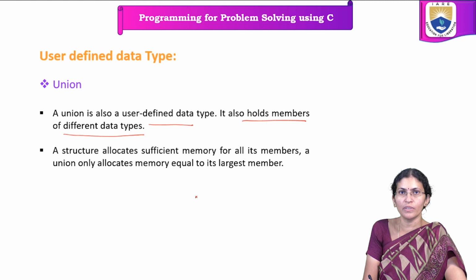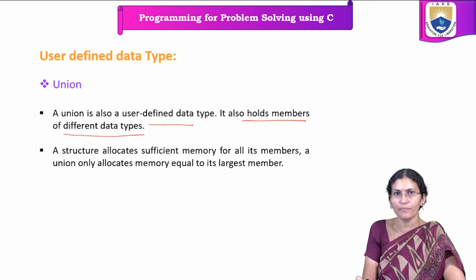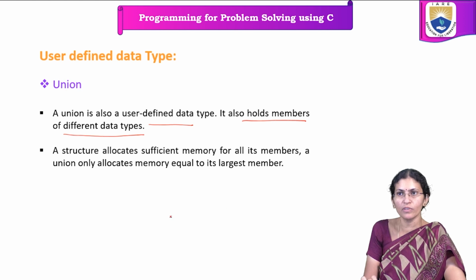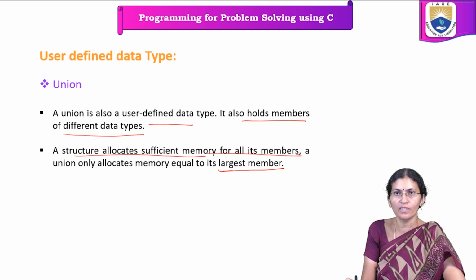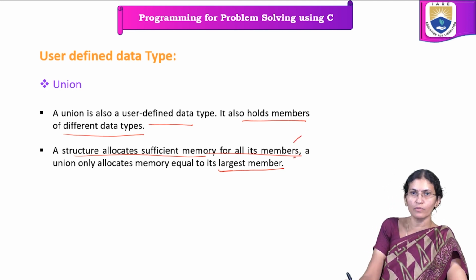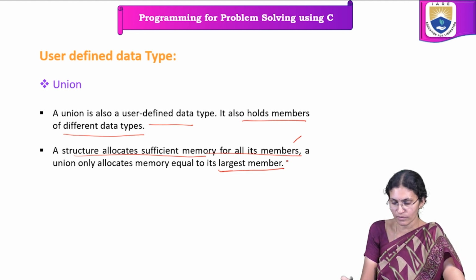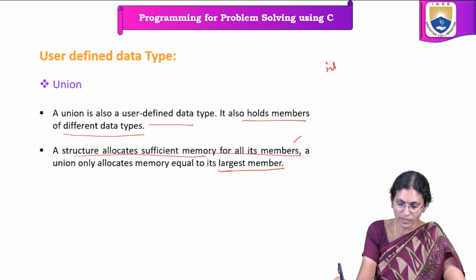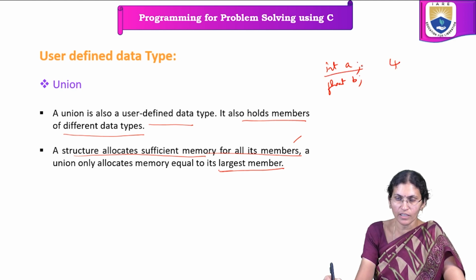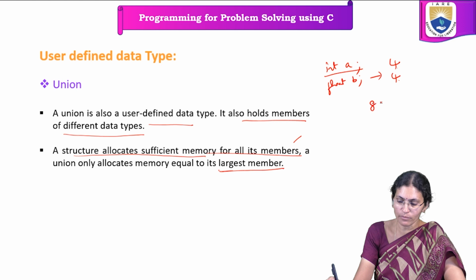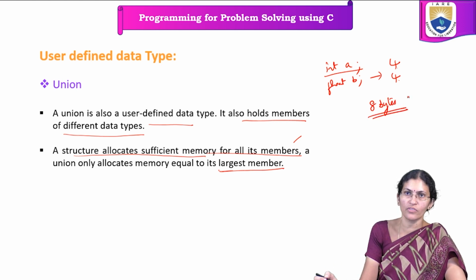But the difference between structure and union is that in structure, the memory allocation is based upon the number of variables, but here the memory allocation is based upon the largest data type or the largest variable. A structure allocates sufficient memory for all its members, so the memory is equal to the sum of the members' memory. Suppose we have in a structure 2 variables, integer n and float b. Suppose integer requires 4 bytes, and float also requires 4 bytes. So when you create a variable for this, 8 bytes of memory will be reserved for the structure variable.